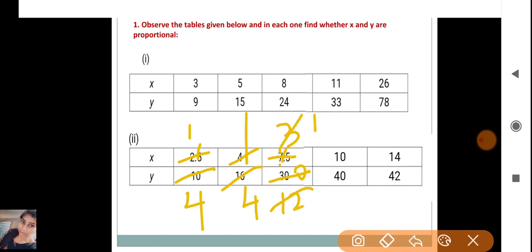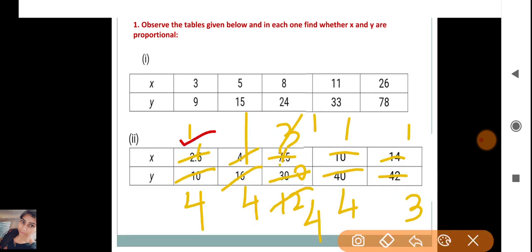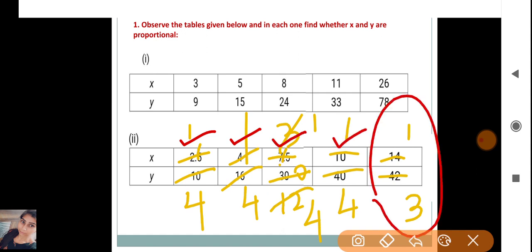Again 3 ones are 3, 10 ones are 10, 10 4s are 40, 14 ones are 14, 14 3s are 42. Now just see, for the first one, for the second one, for the third one, and for the fourth one, I'm getting 1 by 4. But only for this one, I'm not getting 1 by 4. It is 1 by 3.